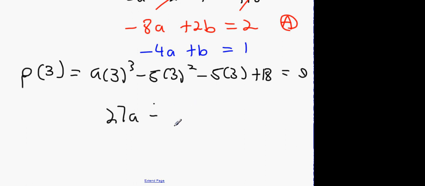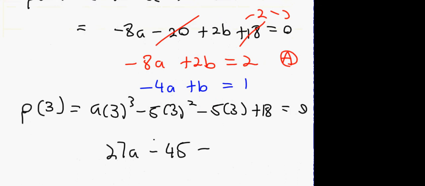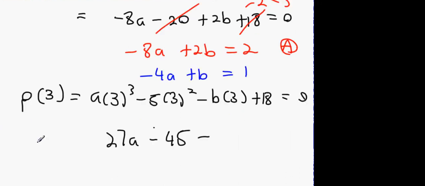minus 45, sorry guys, I think I've lost my way here, it's b times 3, that's not a 5, that's a b, excuse me, it's b times 3, and that is going to get me minus 3b plus 18 equals 0. We're going to get 27a minus 45 plus 18 is minus 27.